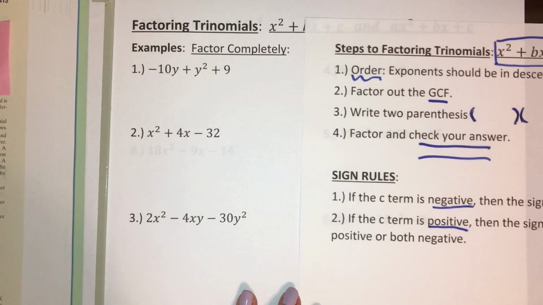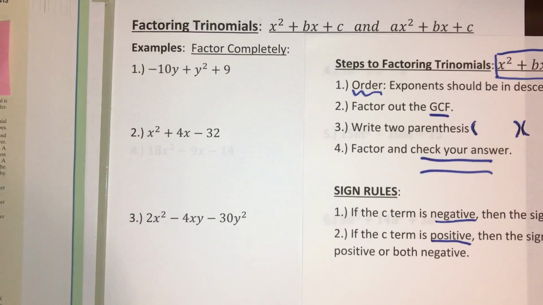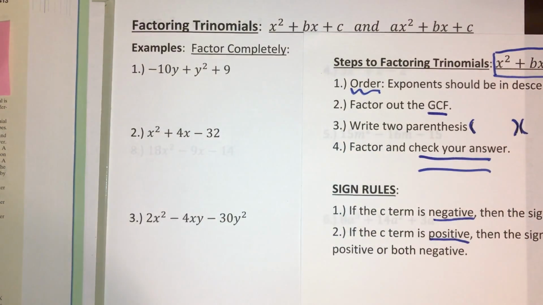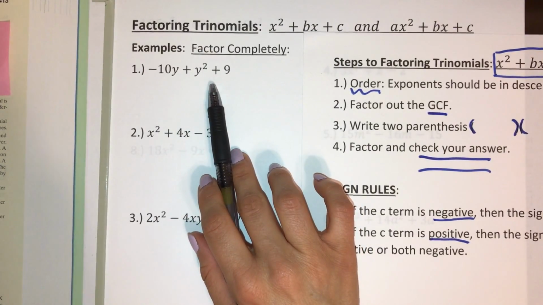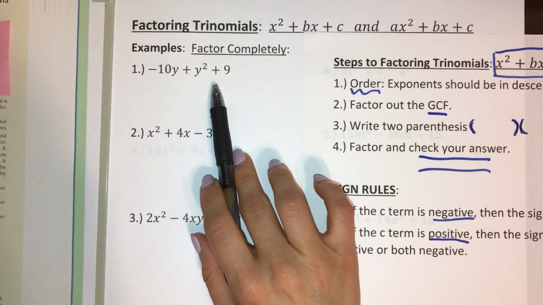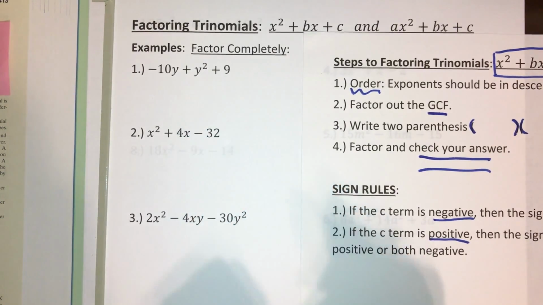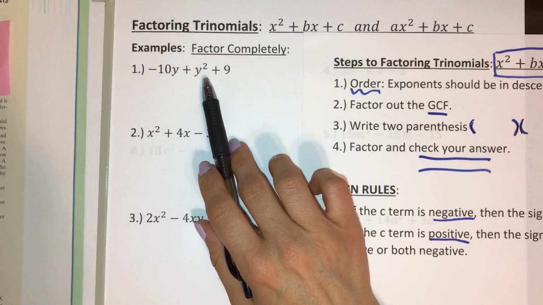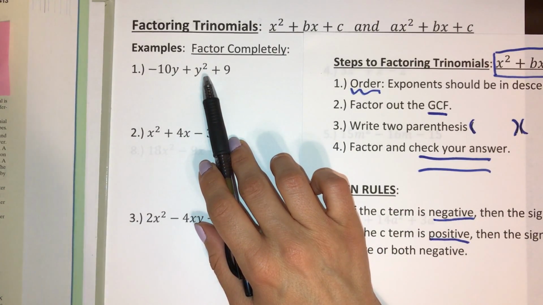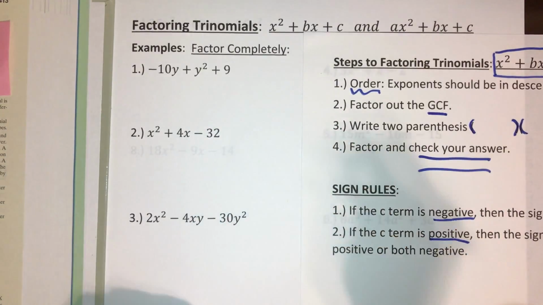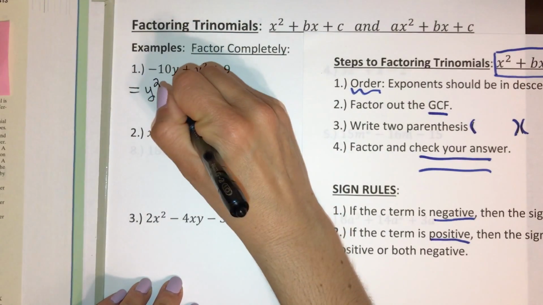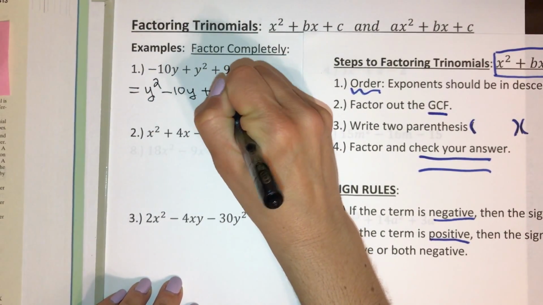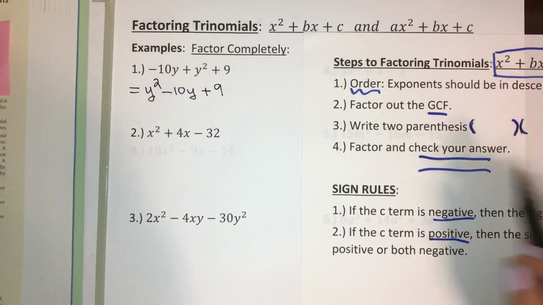So we have our first set of examples. What we want to do is factor completely. And so here's the first example. We have a trinomial, 3 terms. The first thing you want to notice is that this is not in the correct form. It's not in the correct order, and so we have to rewrite the problem. Remember, the largest exponent should be first. So we want to rewrite this first: y squared, minus 10y, plus 9. So that's now in the correct order.